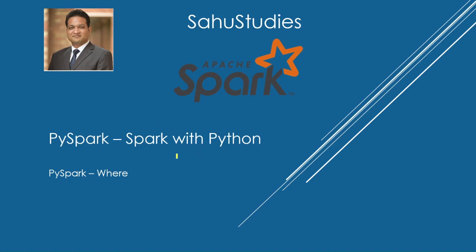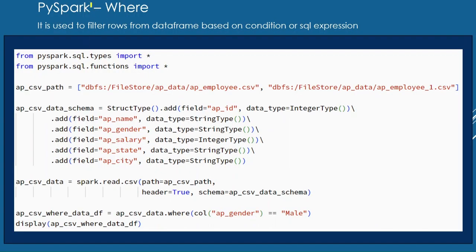In this video, we are going to see how the where function works in PySpark. So, why do we generally use the where function in PySpark? The where function is used to filter rows from a data frame based on a condition or an SQL expression. The where function works the same as the filter function, but here we are going to see how the where function is used to filter rows from a data frame based on a condition or SQL expression.